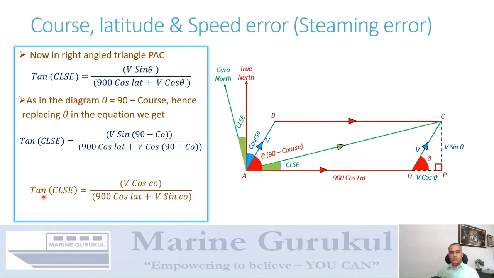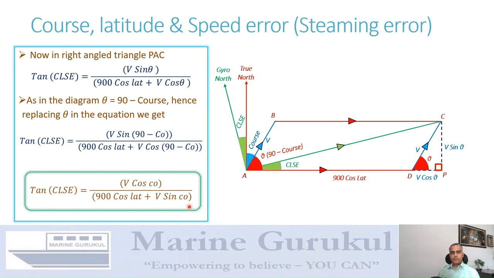And thus the formula now converts to tangent of CLSE is equal to V cos course. Sine of 90 minus course becomes cos course. So the numerator turns out to be V cos course divided by 900 cos lat plus V sin course. Cos of 90 minus course, in the previous steps, converts to sine of course. Thus, bringing us to the formula: tangent of CLSE is equal to V cos course divided by 900 cos lat plus V sin course.